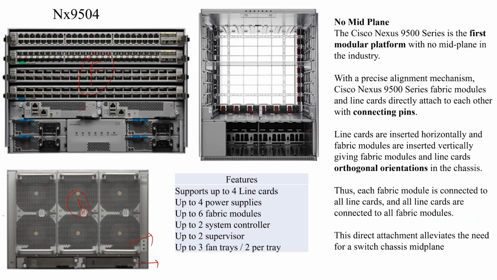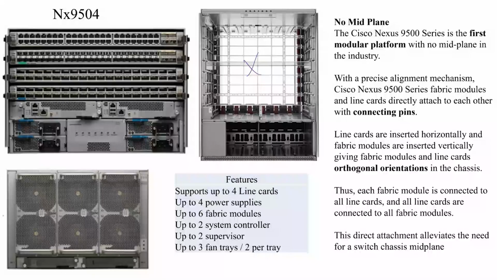The fan trays are also swappable. And if you pull the fan tray, behind the fan tray, you will see that you have the fabric modules. The fabric modules are present behind the fan tray. So that component is actually hidden here. The line cards and the fabric module just sit at right angles to each other, orthogonally placed. So the fabric module will be like this, and the line card will be like this. So there are connecting pins. They directly connect to each other.